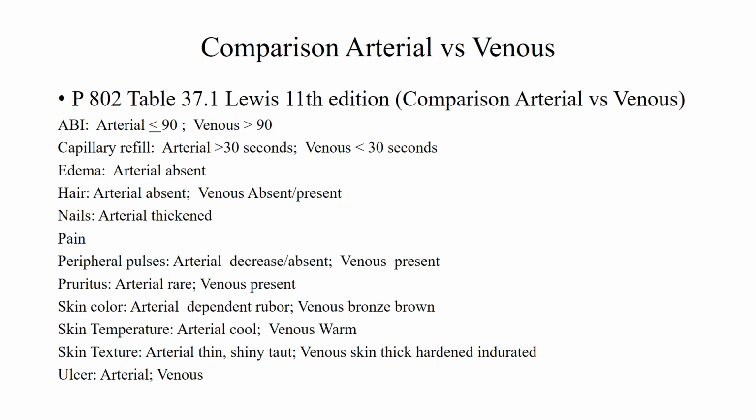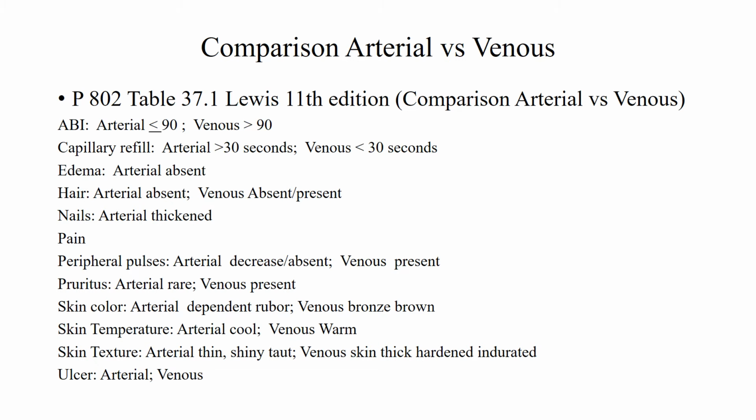So to compare peripheral arterial versus venous insufficiency, one of the criteria that our book mentions is the ankle brachial index, the capillary refill, edema, which is absent in peripheral arterial disease. Hair is absent in peripheral arterial disease. Nails are thickened in peripheral arterial disease. Both will have symptoms of pain. In peripheral arterial disease, the arterial pulses can be absent or decreased. However, it's present in venous insufficiency.